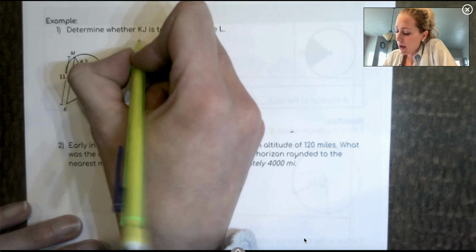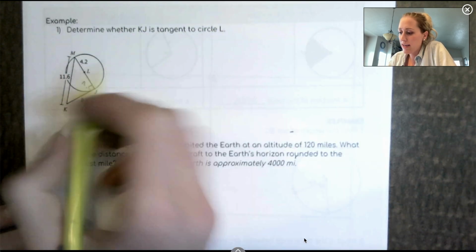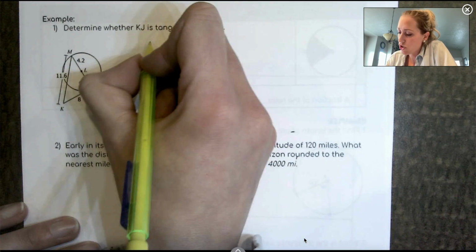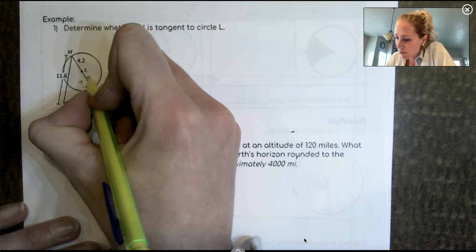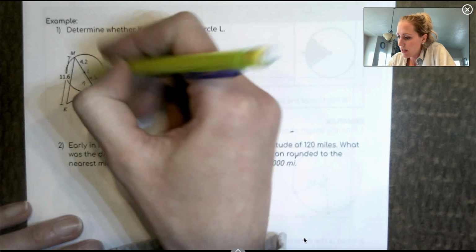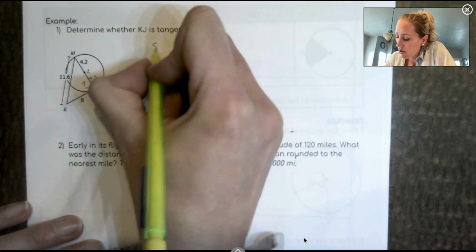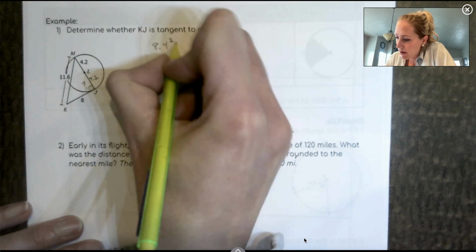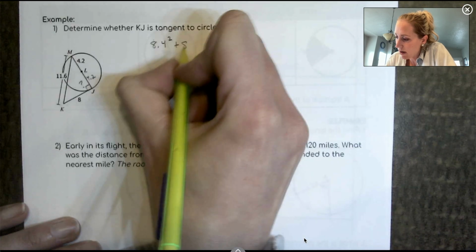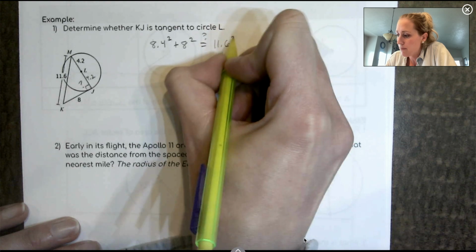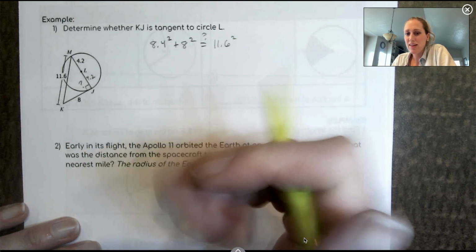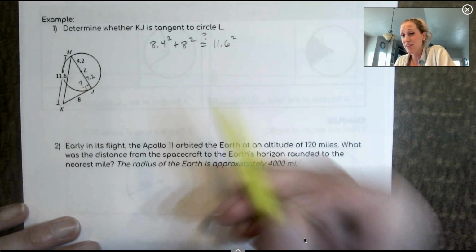So how do I do that? Well, I can kind of see I have a triangle set up. So I'm going to check, this is 4.2. So this radius is also 4.2. So that whole length is 8.4. So 8.4 squared plus 8 squared. I'm checking, does that equal 11.6 squared? If it does, then that is a right angle. If it doesn't, it's not a right angle.